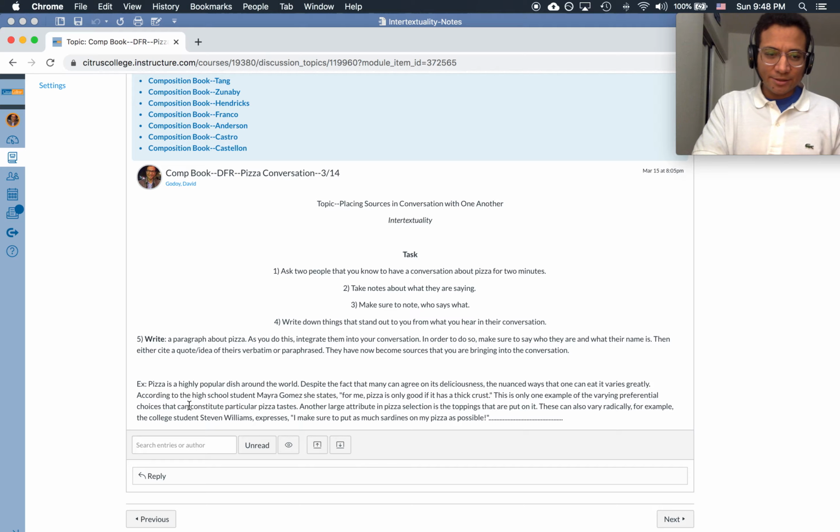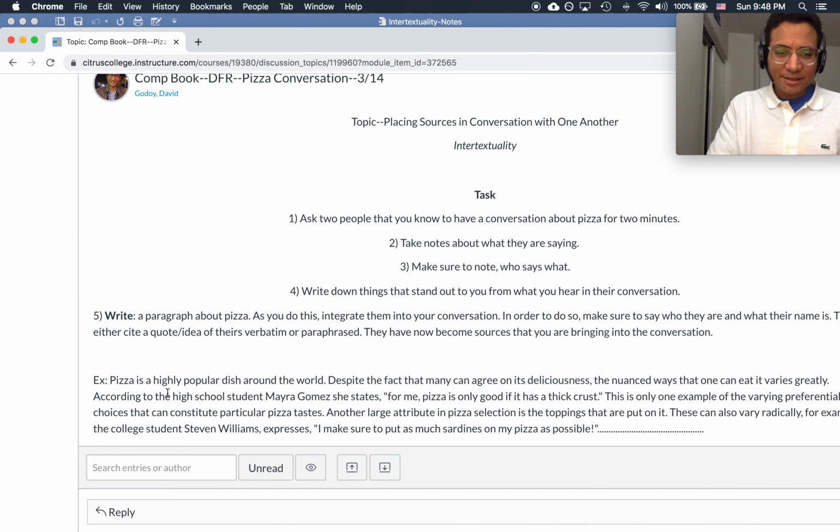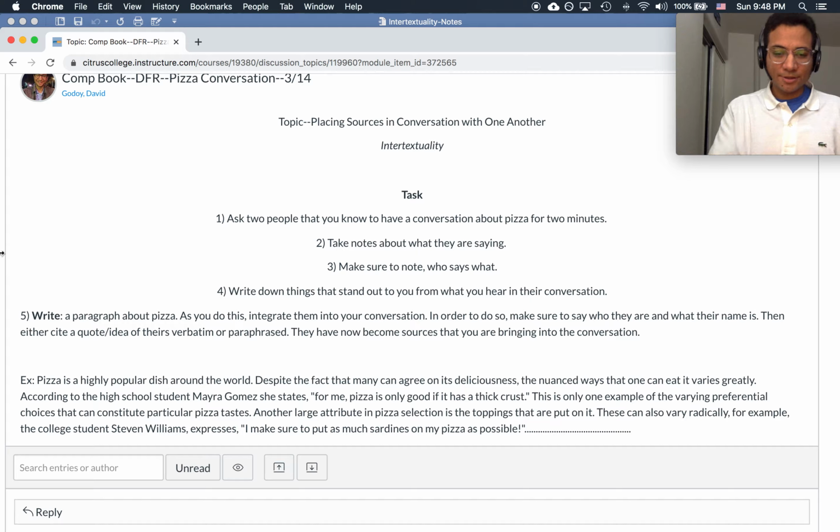Here's just a little example. Pizza is a highly popular dish around the world. Despite the fact that many can agree on its deliciousness, the nuanced way that one can eat it varies greatly. According to the high school student, Mayra Gomez, say who the person is, she states, "For me, pizza is only good if it has a thick crust." This is only one example of the varying preferential choices that can constitute particular pizza tastes.